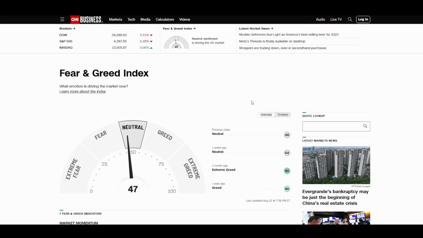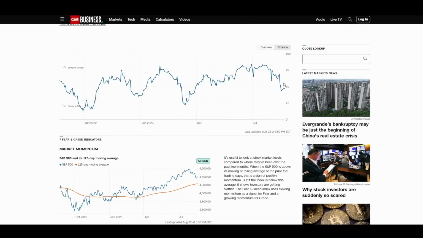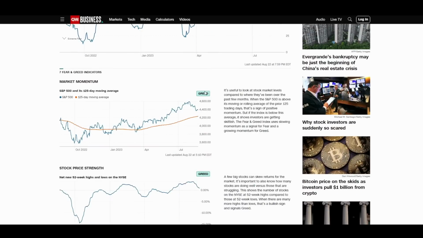Let's quickly talk about fear and greed. We're still at 47, neutral. If we look at the timeline, it is still trending down. Not yet looking like a bottom, but we're getting close. Market momentum showing greed. We're still potentially going to see some more additional downside before we get that tradable bottom.